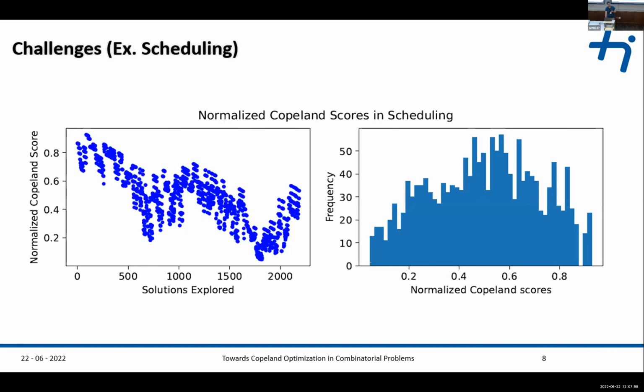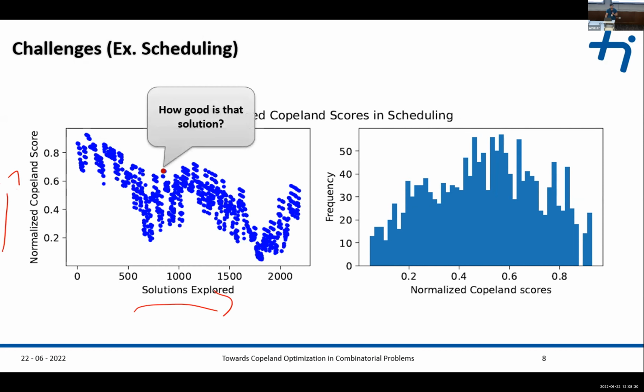The challenges are, and that's what I think makes this problem interesting, as follows. What we see here is a very small scheduling instance, which we could solve completely, so we could enumerate all solutions. On the x-axis is just the chronological order of the solutions. On the y-axis, you have the normalized Copeland scores. And if I asked you, well, this particular solution, 957, how good is that solution?